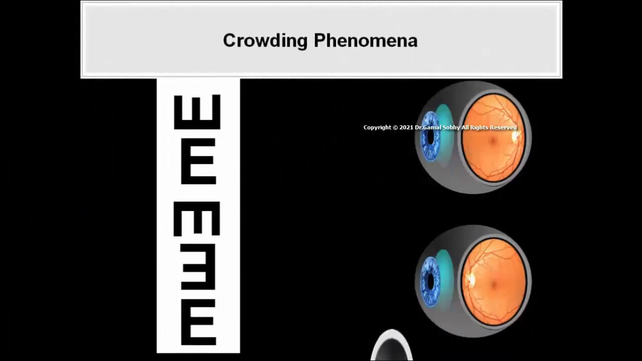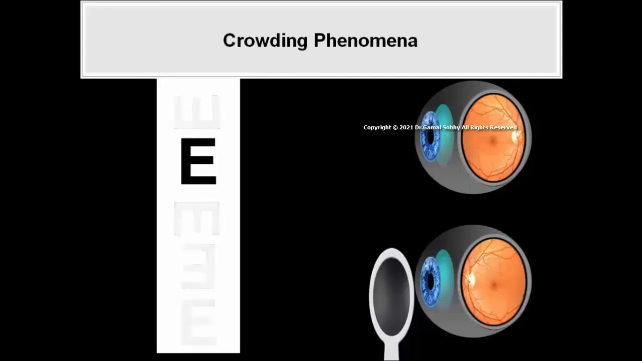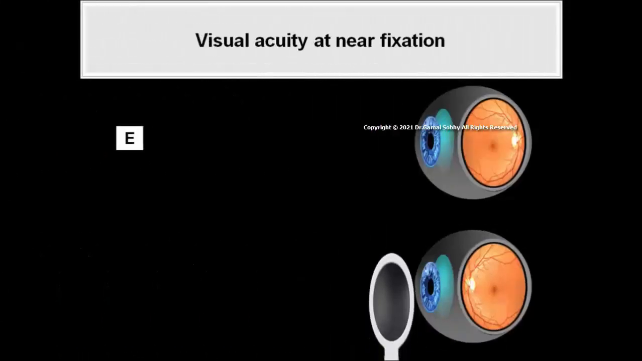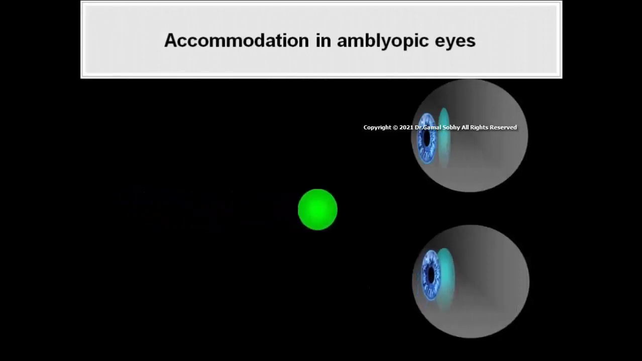In patients with amblyopia, it is always of interest and importance to compare the vision obtained with visual acuity symbols presented in a row to that obtained with isolated symbols. Patients with amblyopia are capable of discriminating small visual acuity symbols when they are presented singly, but not when presented in a row. In many amblyopic eyes, visual acuity at near fixation has been found to be no better than at distance fixation. The behavior of accommodation in amblyopic eyes.